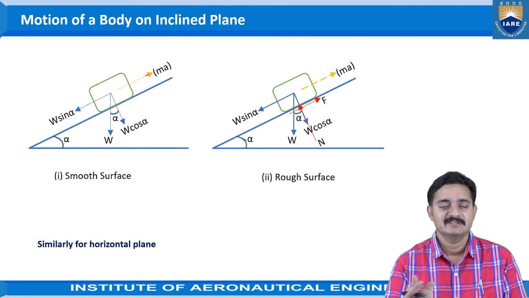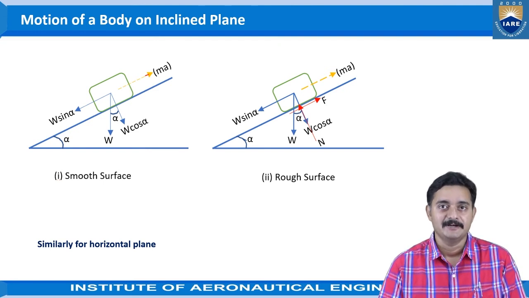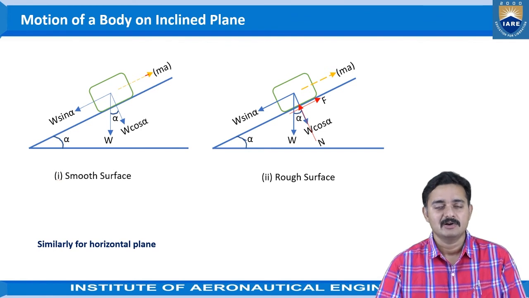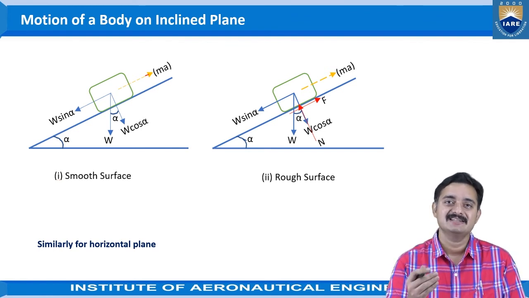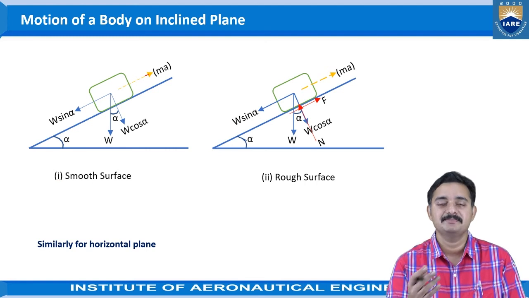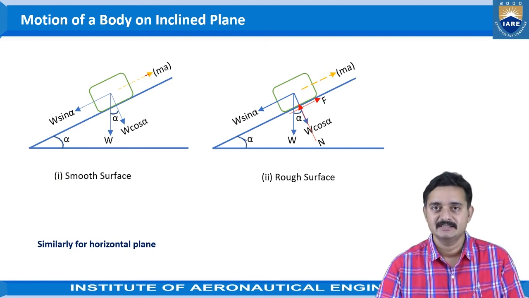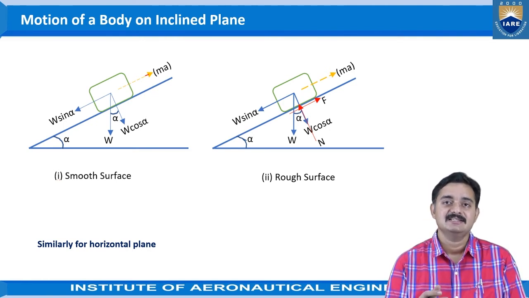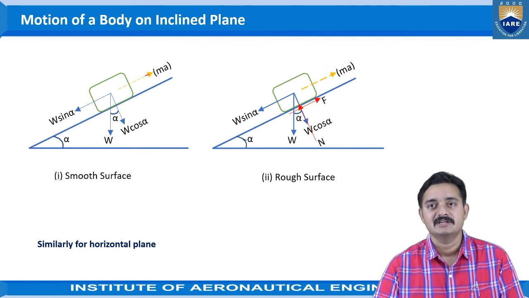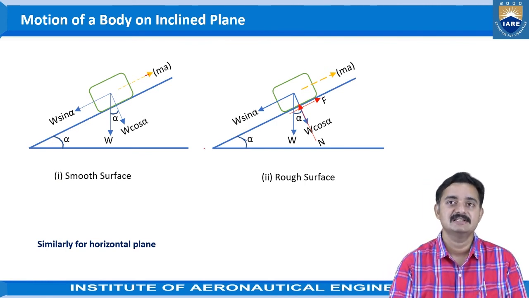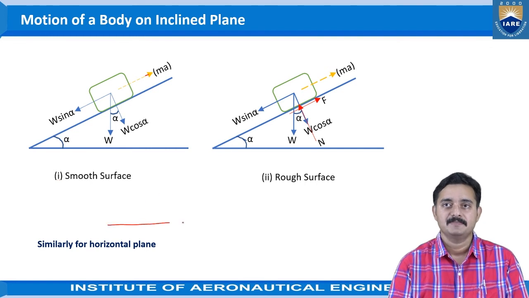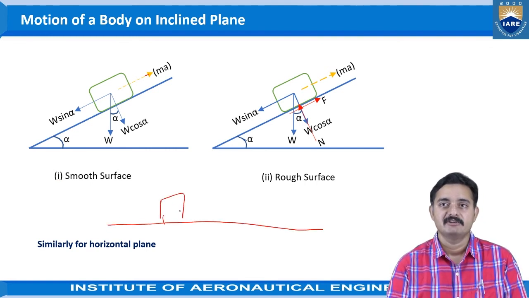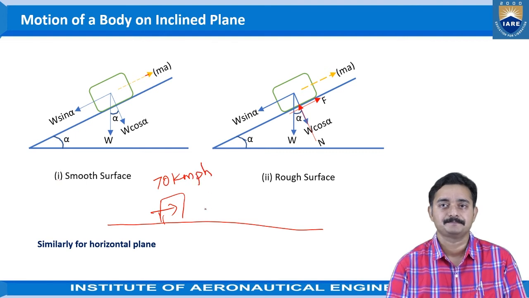In most cases, we will see that a car is moving with a certain velocity and brakes are applied. When the brakes are applied onto a car or any vehicle, the speed decreases, the velocity of the car decreases. This case is treated as retardation or deceleration of the car. Let us say this is the road on which the car is traveling in this direction with a velocity of, let us take, 70 kilometers per hour.